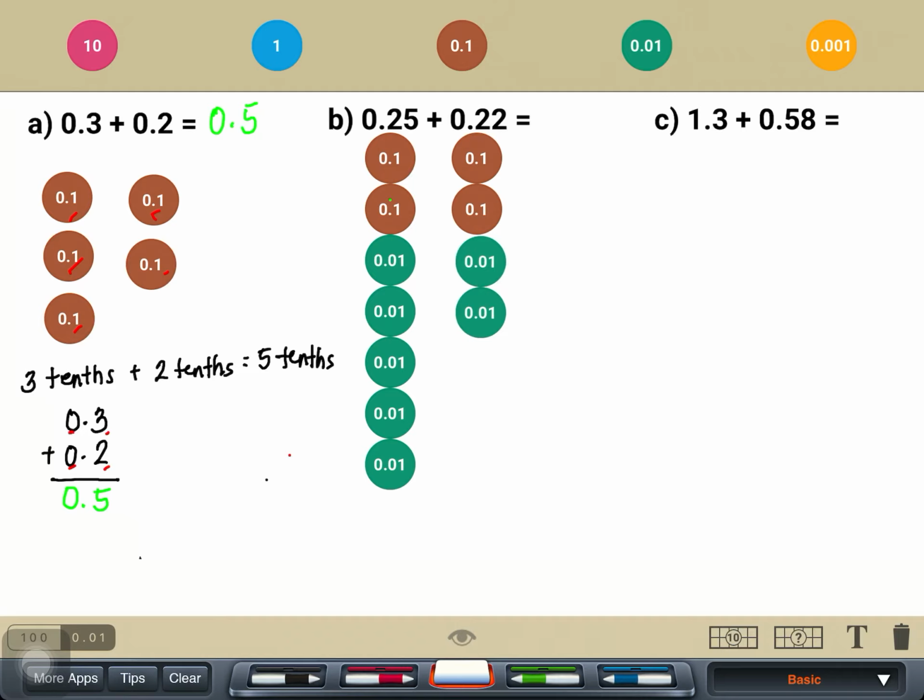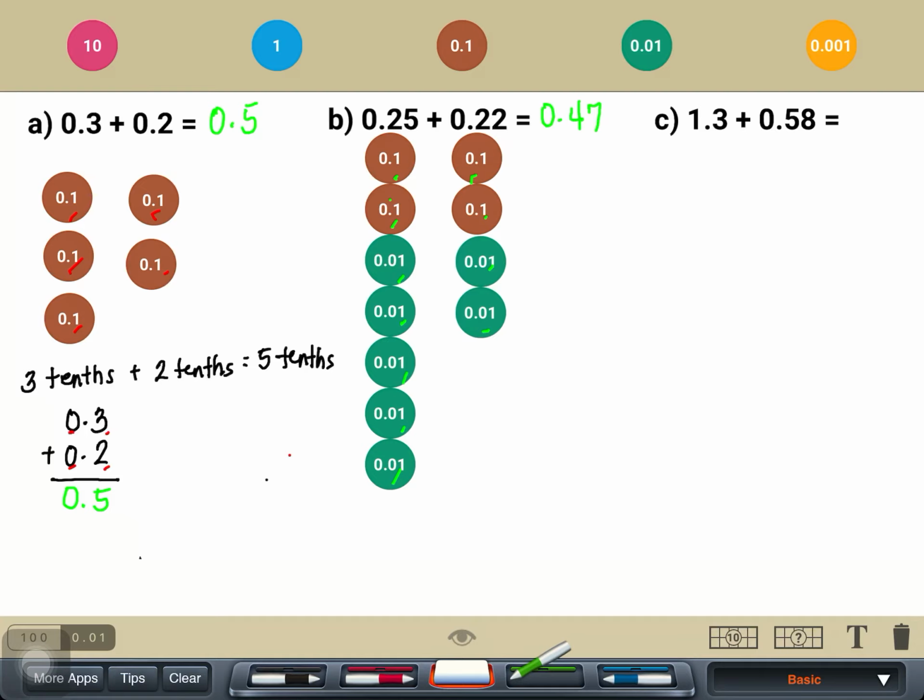Alright. Now we would like to add these two decimals together. So for the number of hundredths, we have 1, 2, 3, 4, 5, 6, 7. 7 hundredths together. And we also have 1, 2, 3, 4 tenths. So that would be 4 tenths and 7 hundredths, or 47 hundredths.